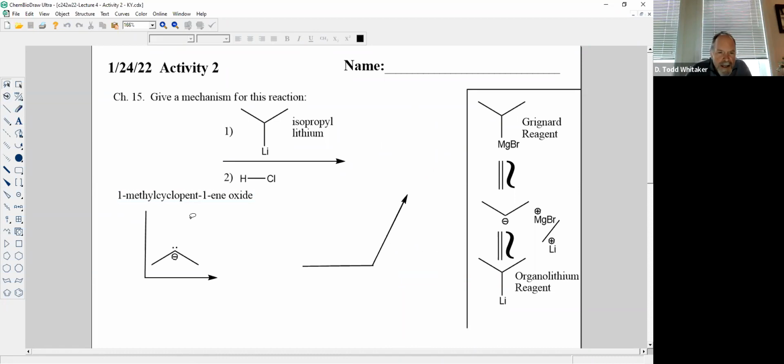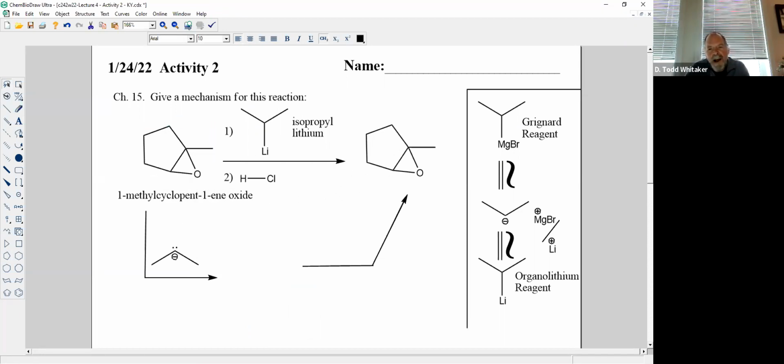So you draw a cyclopent, but don't draw the ene. Down here I'm drawing it. There's your methyl on 1. The oxide means where there used to be a double bond between 1 and 2 is an epoxide. Triangle, not a triangle like that, a triangle with an O in this corner. Right there.